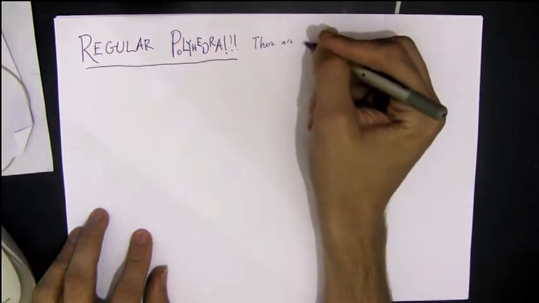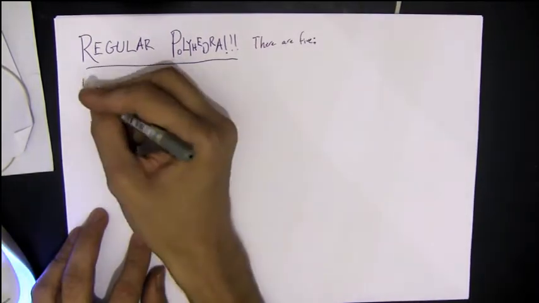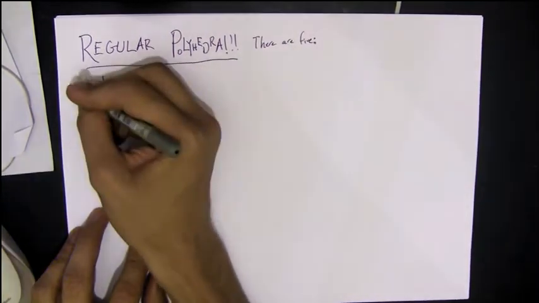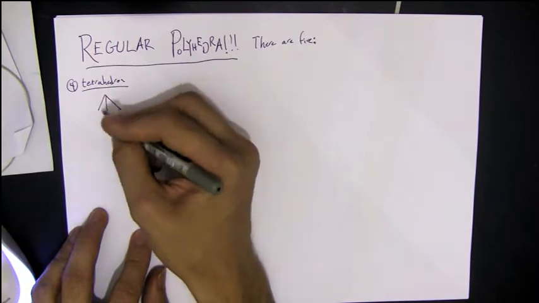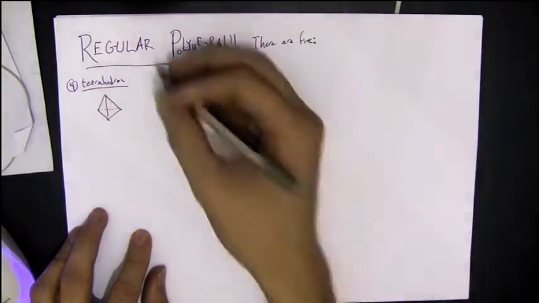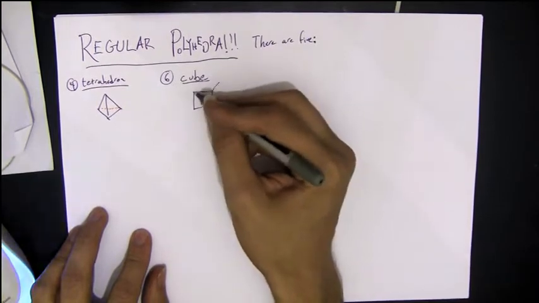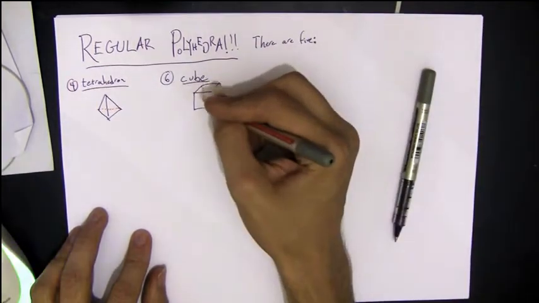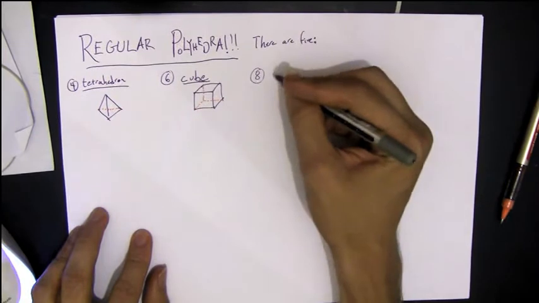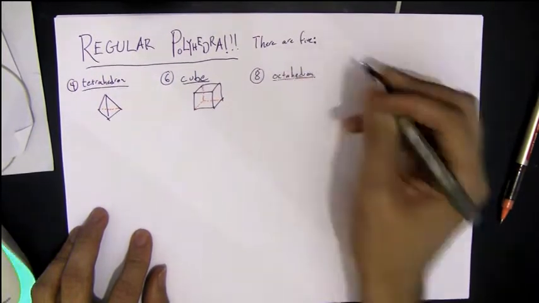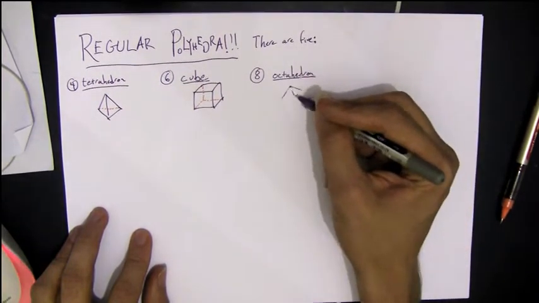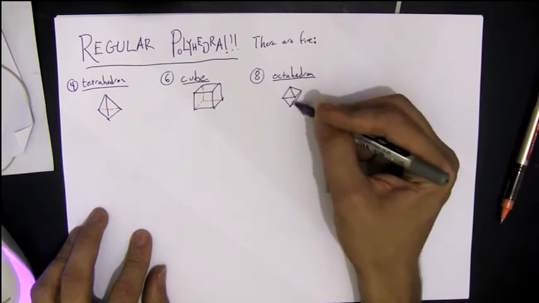But there's five regular polyhedra in all. There's the tetrahedron, which we just saw, with four sides. Draw on the back in orange. Then there's the cube, which we all know. It has six sides. Very nice figure. And then there's the octahedron with eight sides. And yeah, it looks sort of like that. And yeah, we can draw on the back as well.